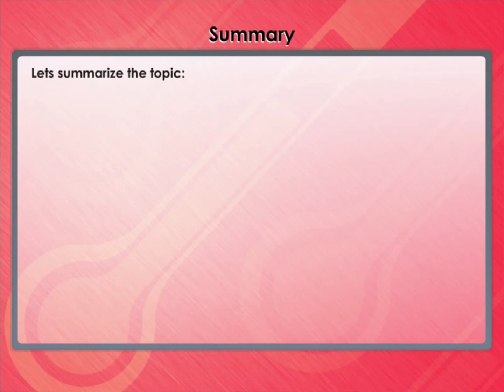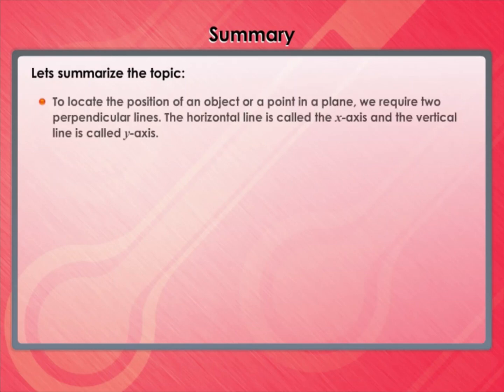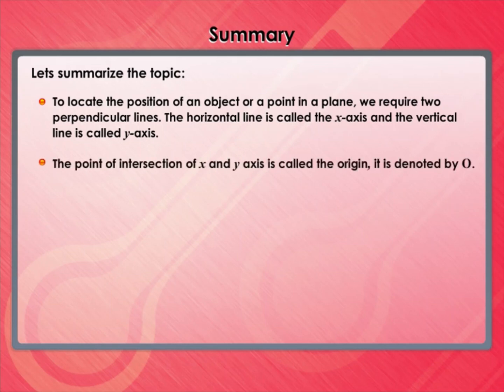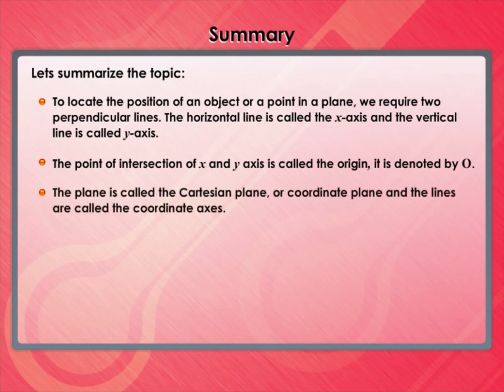Summary. Let's summarize the topic. To locate the position of an object or a point in a plane, we require two perpendicular lines. The horizontal line is called the x-axis and the vertical line is called the y-axis. The point of intersection of the x and y-axis is called the origin. It's denoted by O. The plane is called the Cartesian plane or coordinate plane and the lines are called the coordinate axes.